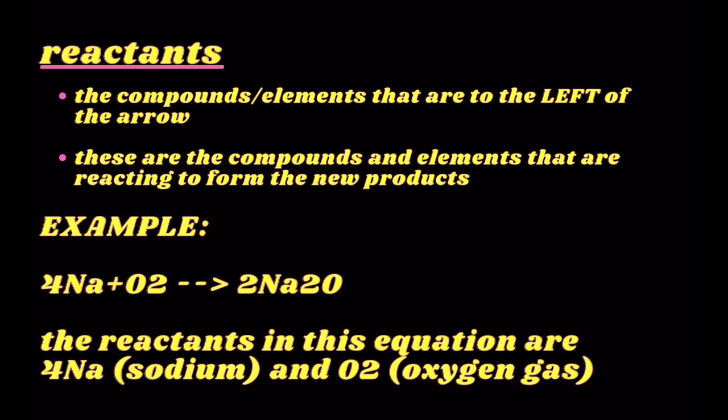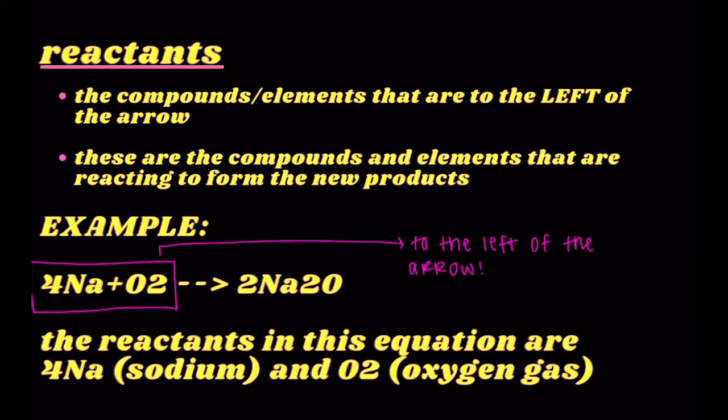We'll first discuss reactants, which are the compounds and elements that are to the left of the arrow. These are the compounds and elements that are reacting to form the new products. In our example, we have 4Na plus O2 yields 2Na2O. The reactants would be 4Na and O2 since they are to the left of the arrow. Thus, our reactants are sodium and oxygen gas.